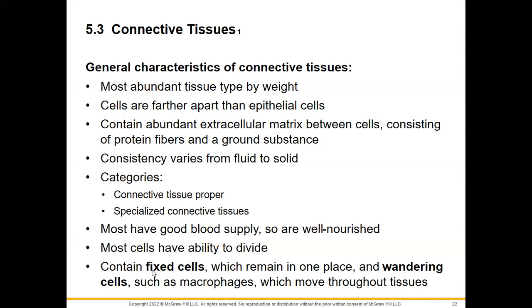Connective tissues can contain fixed cells or wandering cells. And I'm assuming the jobs of those cells or the location of those cells sound like what they are. Fixed cells mean these cells will find their space in the body and then they won't leave. Whereas wandering cells will go from part to part in the body and do their job wherever they land.